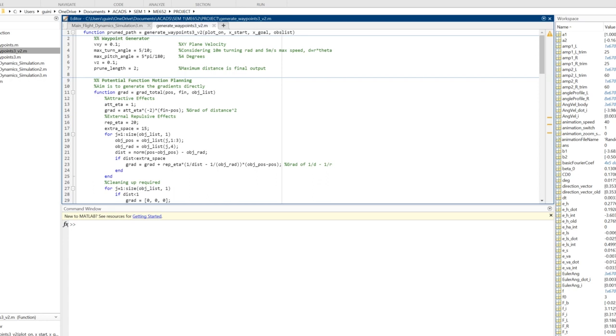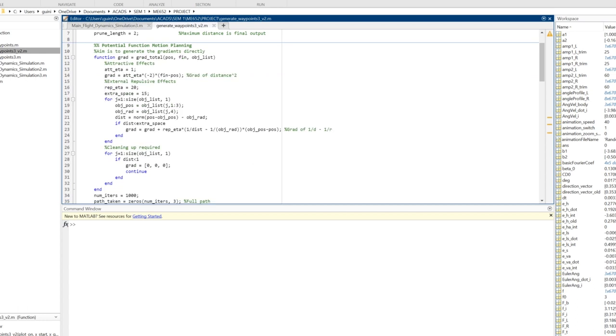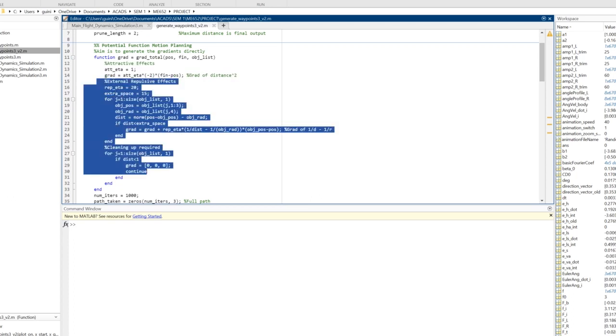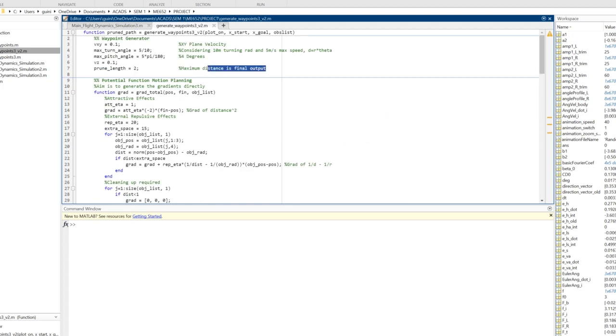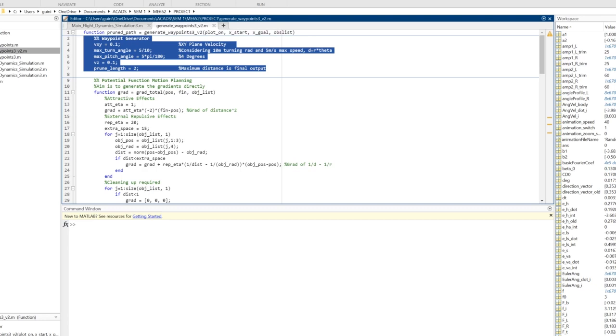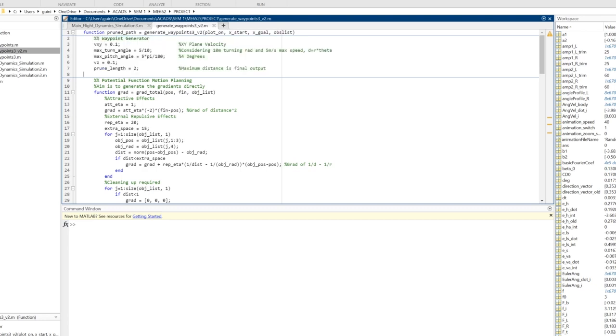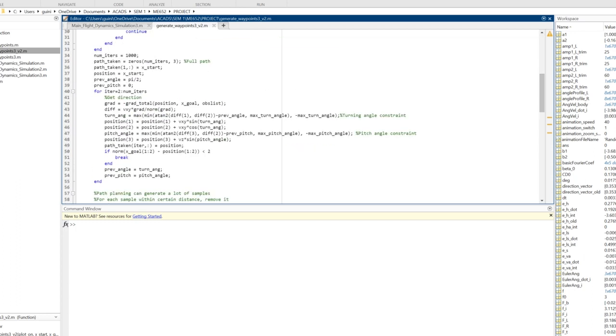Our motion planning algorithm uses the potential field method, where we can find the gradient of the current position, considering the attractive and the repulsive effects. Given the current gradient, instead of using the magnitude, we use only the orientation of the gradient to find the next position we need to go to. This is done because our robot or the motion planning algorithm maintains a set of constraints regarding the robot's turning angle, pitching angles, and velocity.